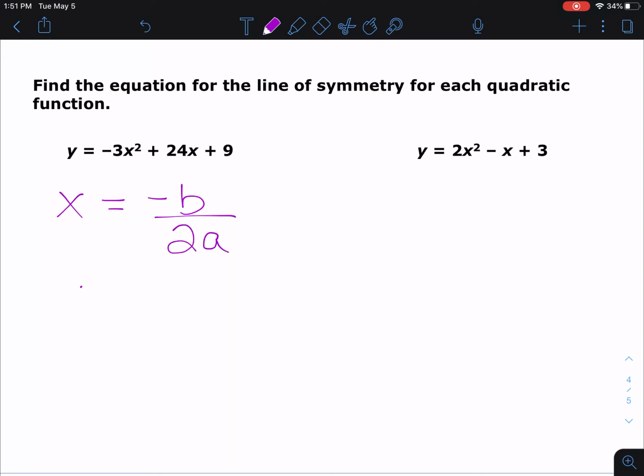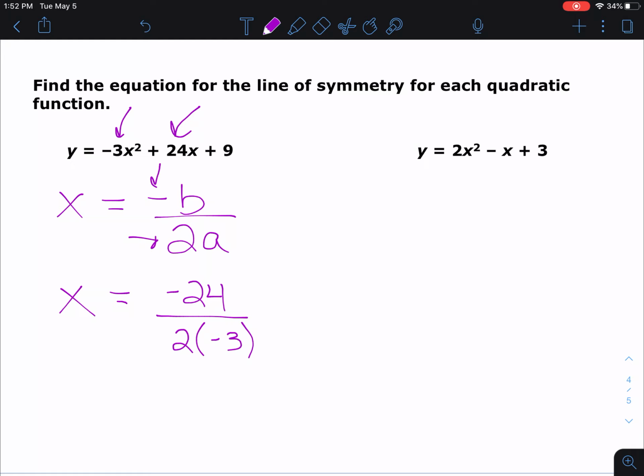Okay, so b is this number right here in front of the x. It's positive 24. When we write this, though, it says it's got to be the opposite of that, so we're going to write negative 24. Okay, over, now this 2 in the formula is always part of that. That 2 right there is always part of the formula, so you're just going to leave it there. So 2 times a. Our a value is right there in front of the x squared. It's negative 3. So you're looking at the coefficient. No variables when you do this other than this x equals that you wrote.